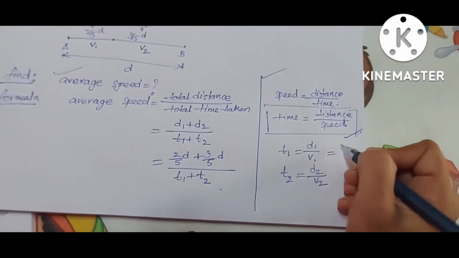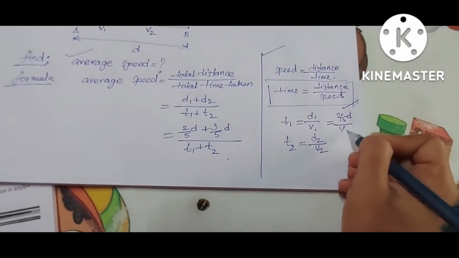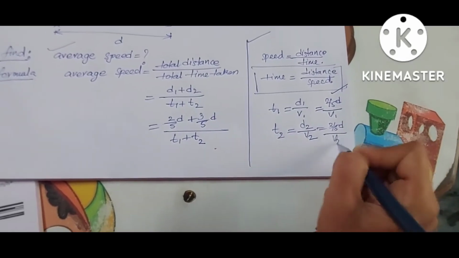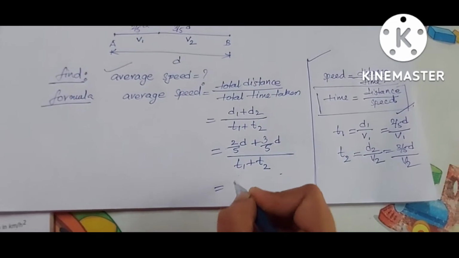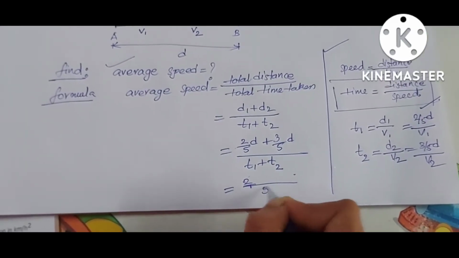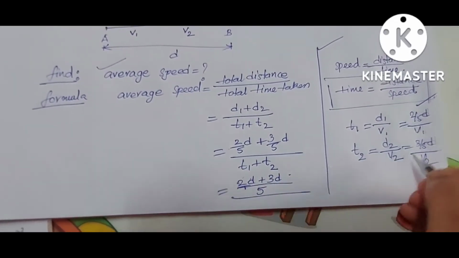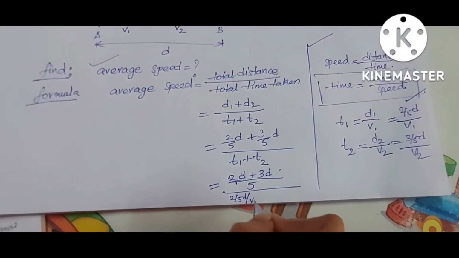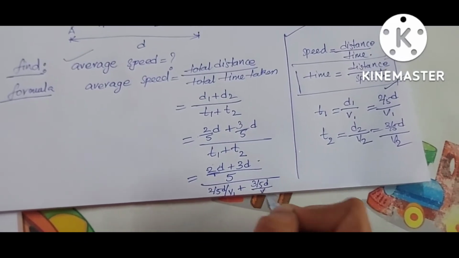In the place of D, what can we write? As given, it is 3/5 D by V1, so then it is 3/5 D by V2. And now let me substitute the same. So it is 2/5. Let me take the LCM. Here 5 is common: 2D plus 3D by, in the place of T1, what we can write? 2/5 D by V1 plus 3/5 D by V2.